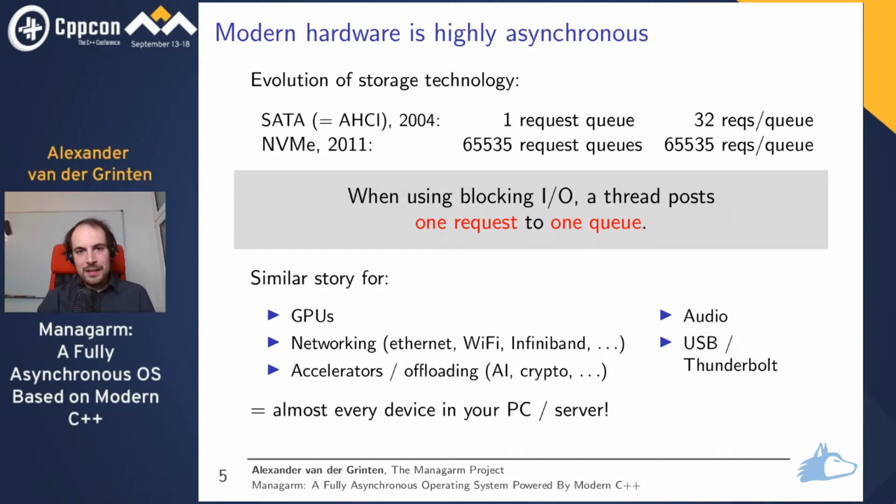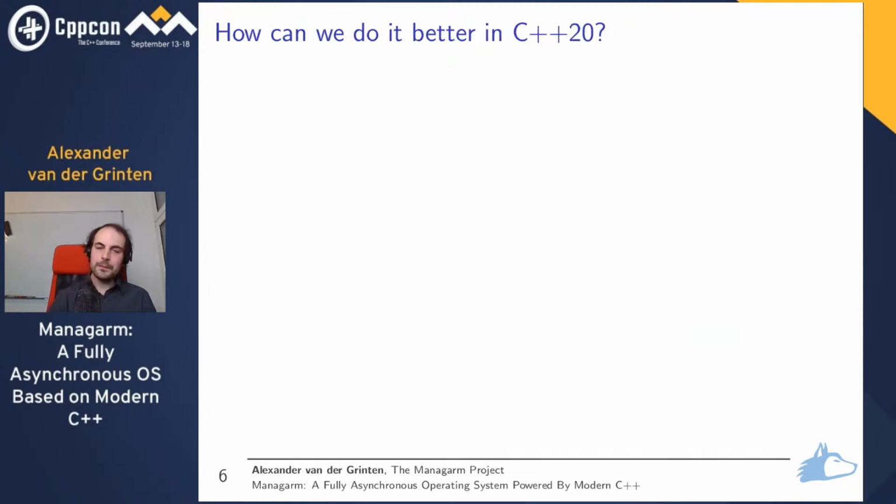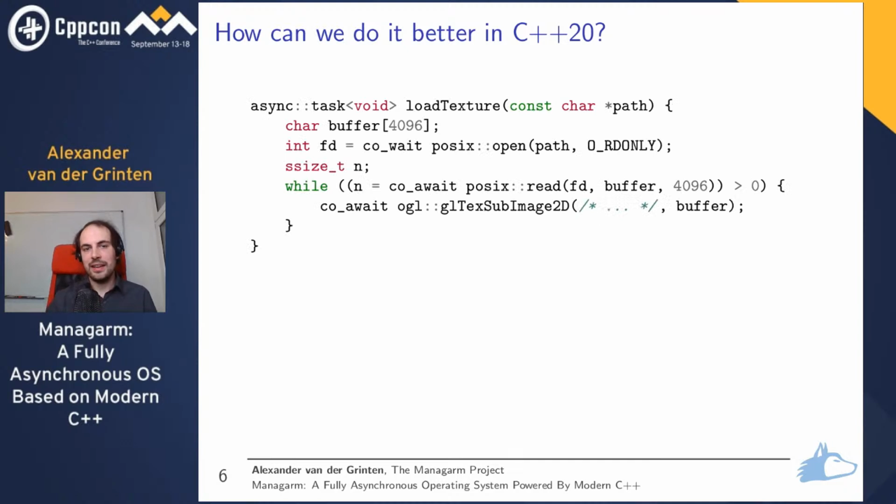So, if we need asynchronous code to exploit these devices, what can we do? Let's ask the question, what can we do in C++20, right? C++20 is our new technology here. So how can we adapt the code to perform better in an asynchronous environment? And ideally, we want to do this.